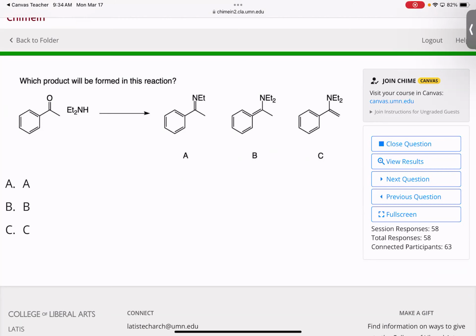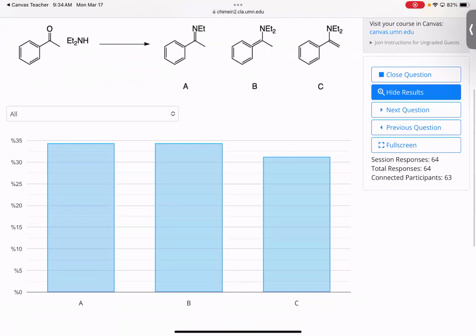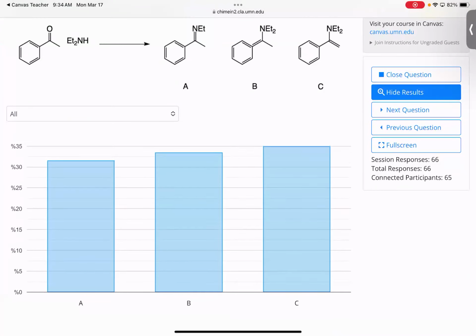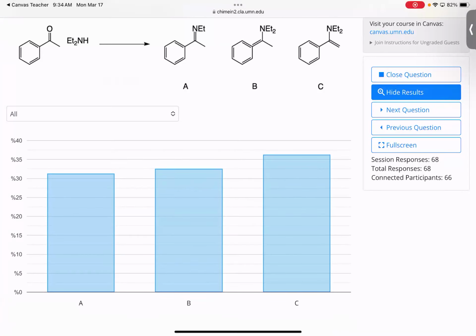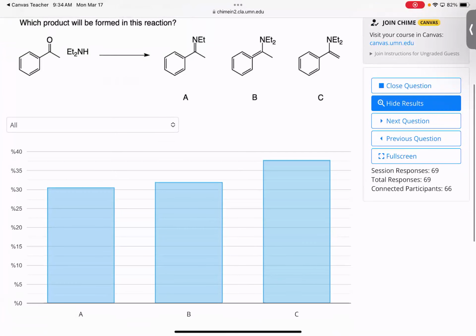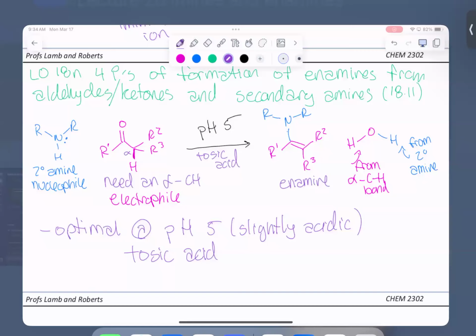All right. So let's see what people are thinking here. All right. So this is a difficult thing to recognize, right? So let's go ahead and go over this answer. And the answer is in fact C, but we're pretty evenly split here. So let's go ahead and take a look at this chime-in question.